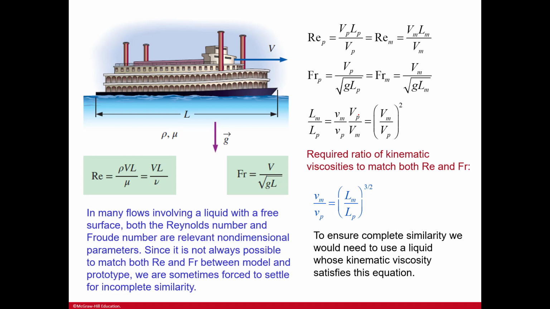So here are ratios of kinematic viscosities to match both the RE and FR. To ensure complete similarity, we would need to use a liquid whose kinematic viscosity satisfies the equation. So you would need to get the right working fluid to satisfy the kinematic viscosity, and that's to achieve that complete similarity, right? We need to match what we need. In many flows involving a liquid with a free surface, both the Reynolds number and the Froude number are relevant non-dimensional parameters. Since it's not always possible to match both the RE and FR between model and prototype, we are sometimes forced to settle for incomplete similarity because complete similarity is difficult to achieve in some cases.